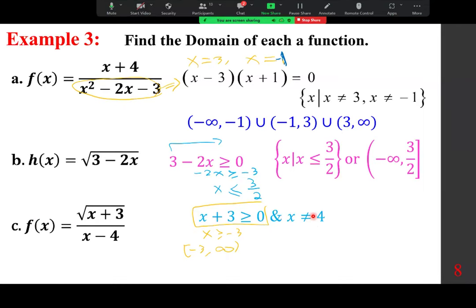Let's say instead of x is not equal to 4, let's say it was negative 4. If it were negative 4, we would have nothing to worry about, but it's not. 4 is in between. So we get rid of it. How? This way. We say from negative 3 to 4, union 4 to infinity. Negative 3 endpoint is included, but 4 is not included. We use parentheses. So this becomes the answer. Again, I believe it's pretty straightforward, everybody.